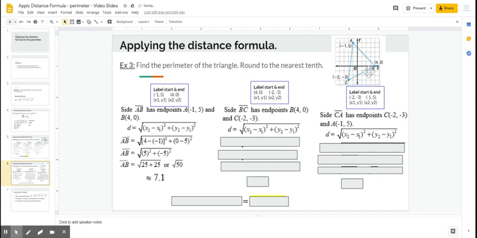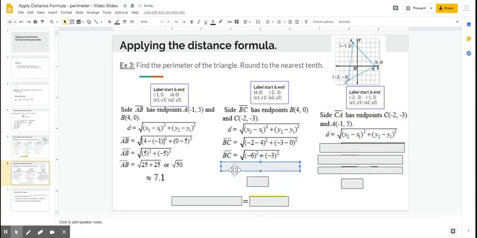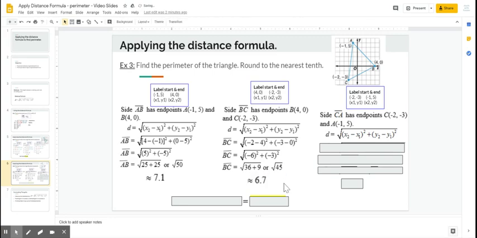For the next side, which is BC, B is here, C is here, so we're finding the distance of this side. So label your points and then plug in. So x2 minus x1, you end up getting negative 2 minus 4. Y2 minus y1, that's negative 3 minus 0. And when you go to solve, you get negative 6 squared plus negative 3 squared, which negative 6 squared ends up being 36. Negative 3 squared is 9. The sum of that is 45. And then the square root of 45 is 6.7.